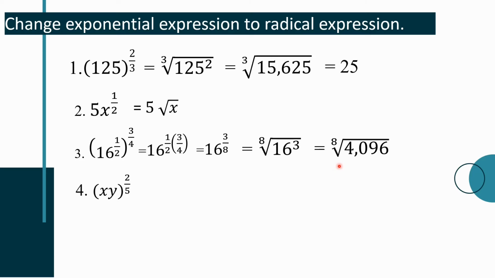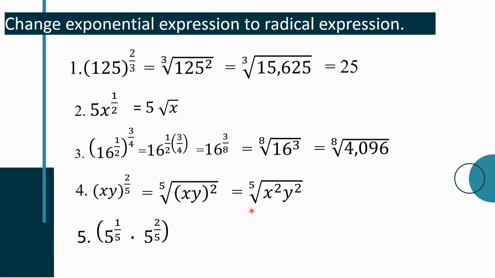Let's move on with number 4. xy raised to the power of 2/5. Okay, power of product rule. So, i-distribute natin si 2/5 kay x and y. So, that will be, when written into radicals, 5th root of xy raised to the power of 2. Okay? So, isang buong xy ang may power ng 2. So, distribute it, we will have x squared, y squared. So, kaya pa bang i-simplify? Not anymore. So, this is our final answer.